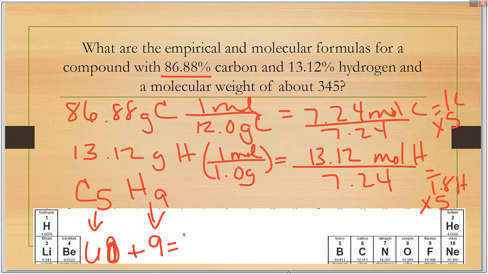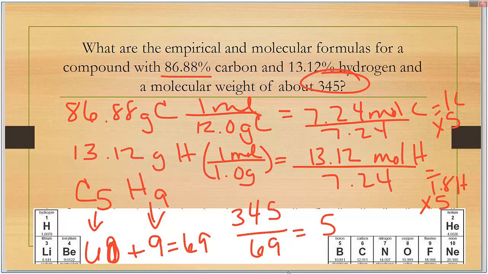They gave us in the question 345 is the mass of the molecule, the molecular weight. So 345 divided by 69 equals 5. That means that we're going to multiply C5H9 by 5. So that means it's going to come out to be C25H45. Huge number, but that's okay.